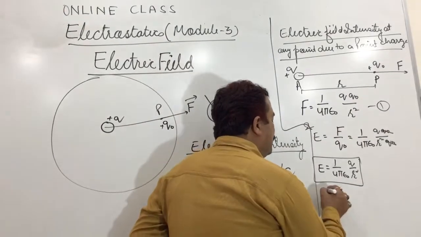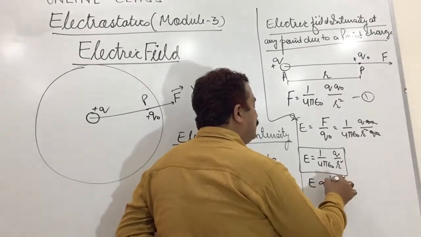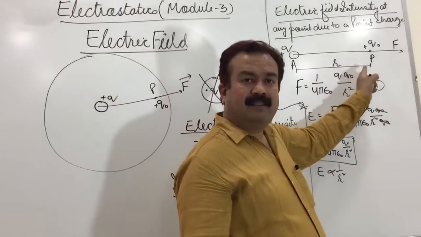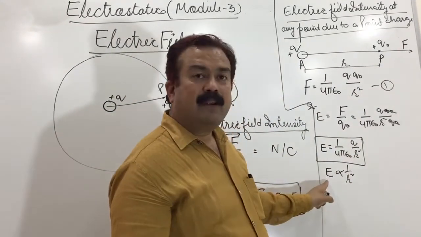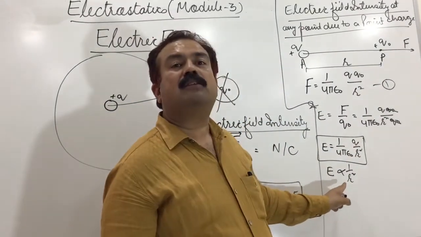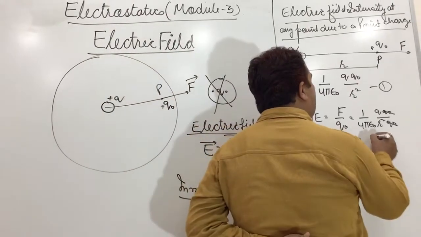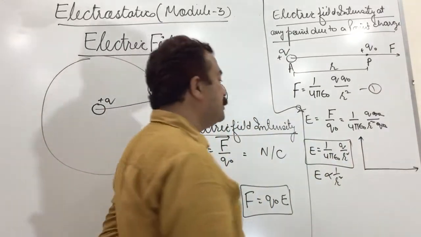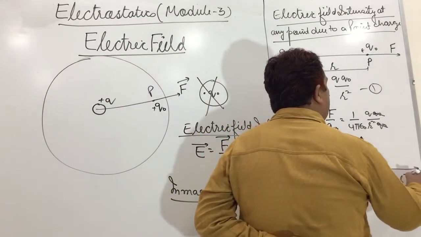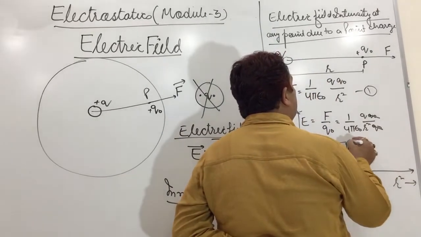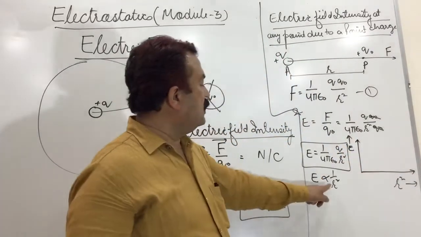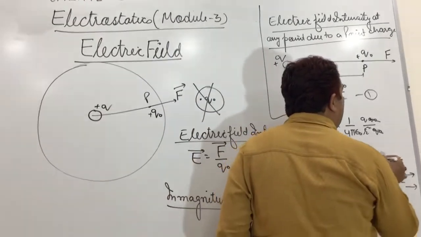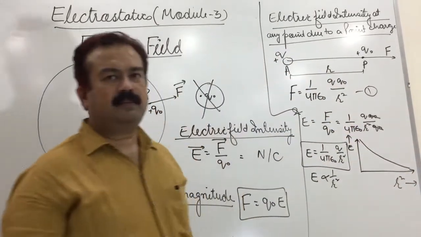Here, from this expression, we understand that E is inversely proportional to R square. It means if we increase the distance R, then the electric field will decrease because it is inversely proportional. So if we want to make a graphical representation between E and R square, if we take R square here and electric field here, then R square and E are inversely related. So when we increase R square, the electric field starts to decrease.